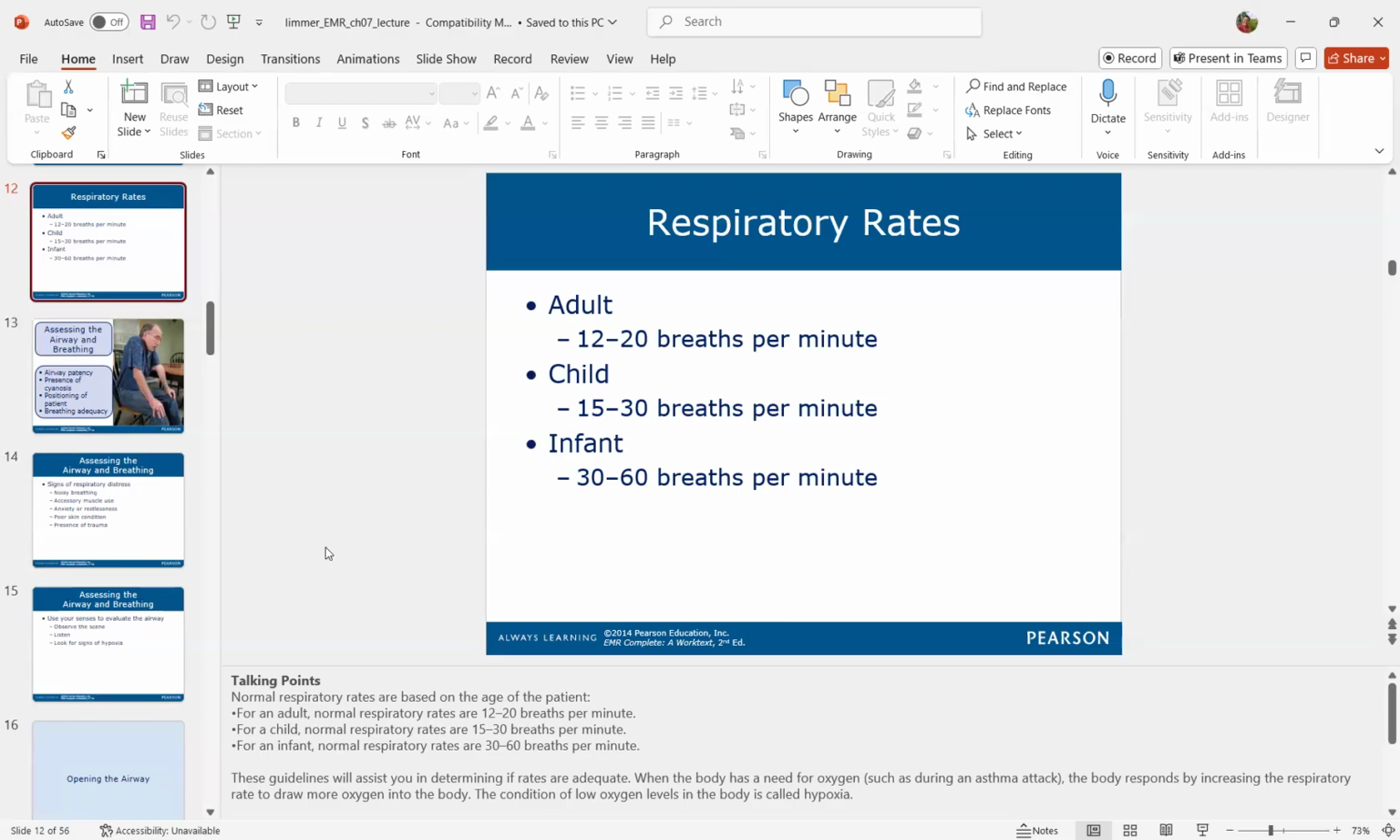When the body is in need of a little bit more oxygen, like an asthma attack, if somebody's having one of those, the body responds by increasing the respiratory rate to draw more oxygen into the body. This is why a lot of people are on home oxygen, especially the older folks you guys will be dealing with. The condition of low oxygen levels in the body, we call this hypoxia, or lack of oxygen. So when we get that pulse ox on somebody, their reading is going to be like 90% or 92% or 88%, where it should be 94 and above.